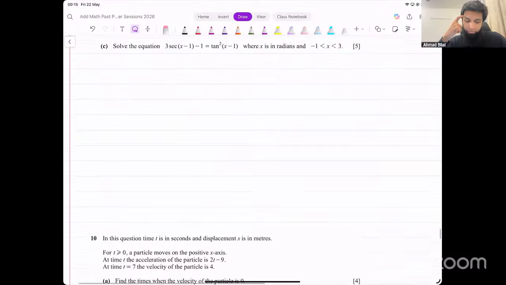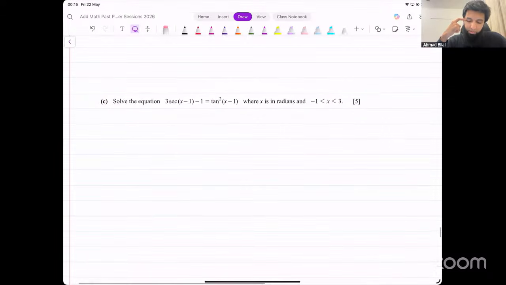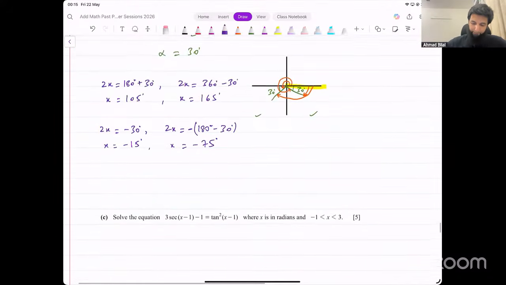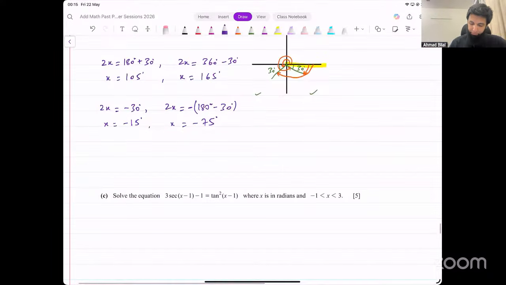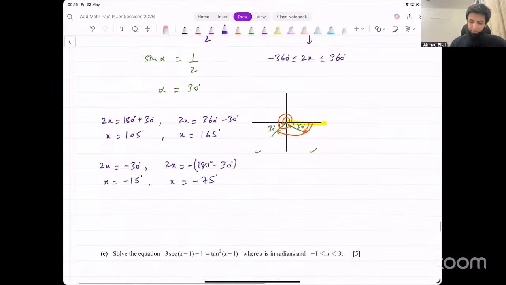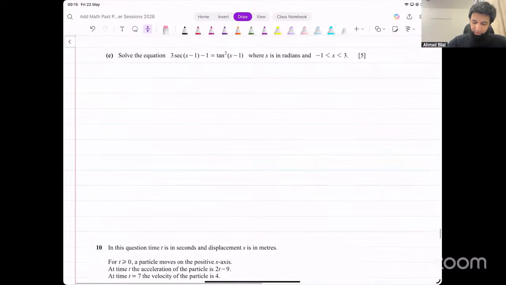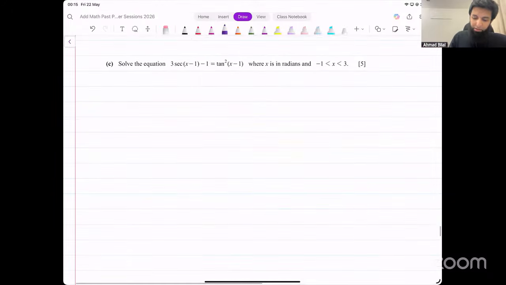Okay, let's move on. Part C. Now they want us to solve this equation where x is in radians. Now, is it relevant to the previous part? Okay, it doesn't look related to the previous parts. It looks like an independent part. Okay, let's look at this now.